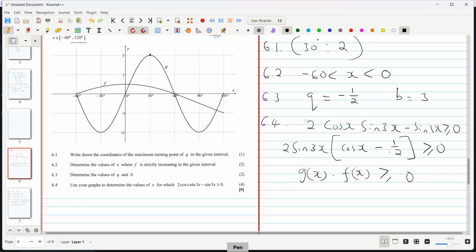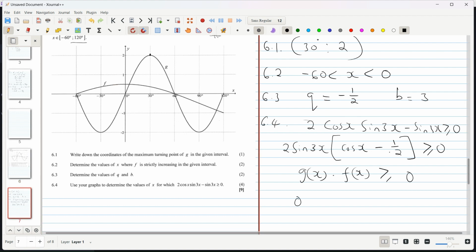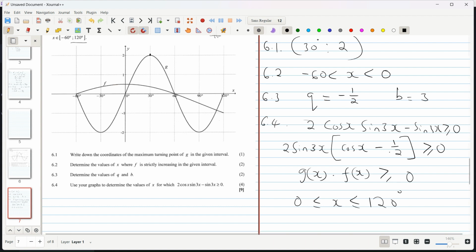So what does this mean? It means our x values, from 0 to 120, this is where our function will be greater than or equal to 0.